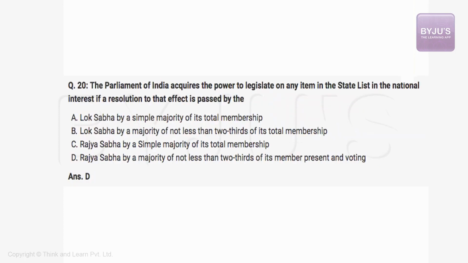Another example. The Parliament of India, when can it modify the state list? Right?